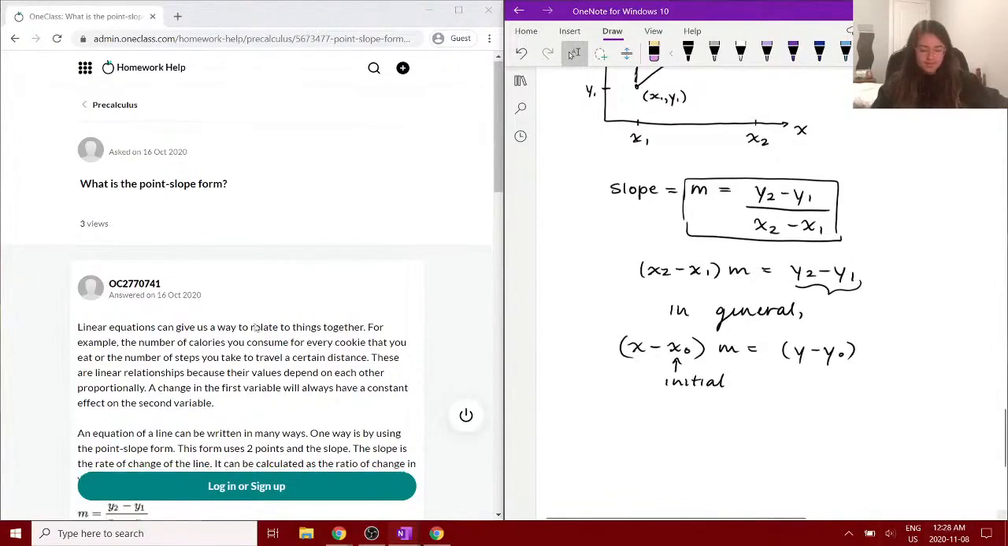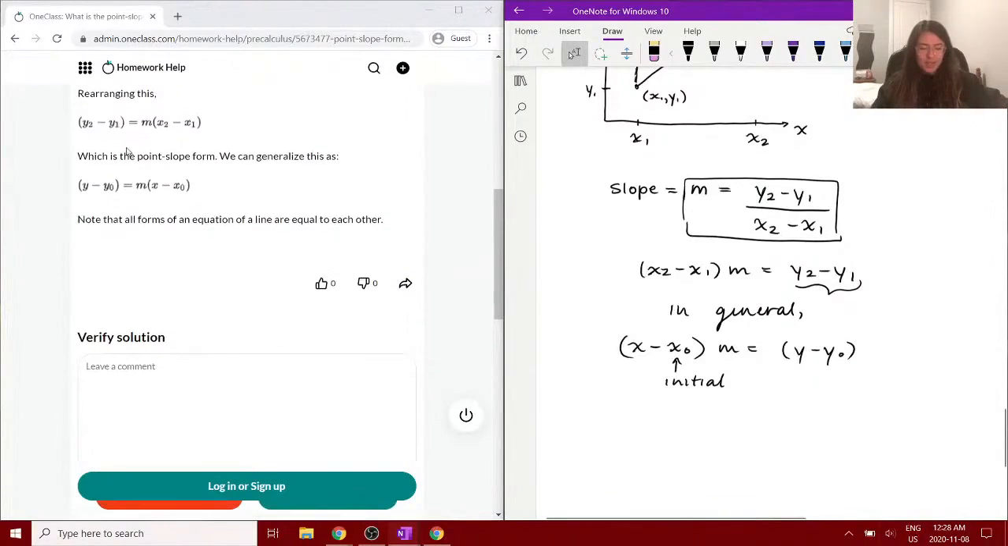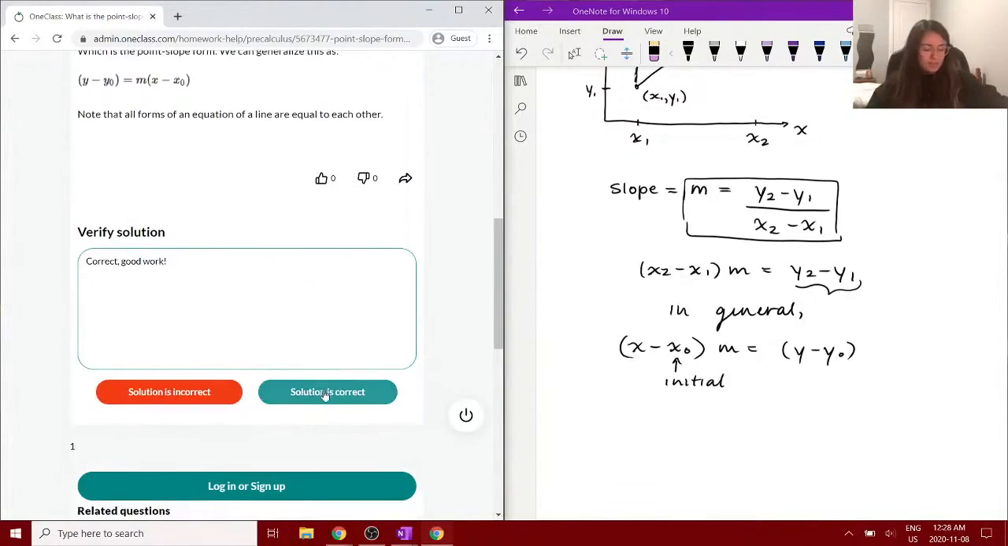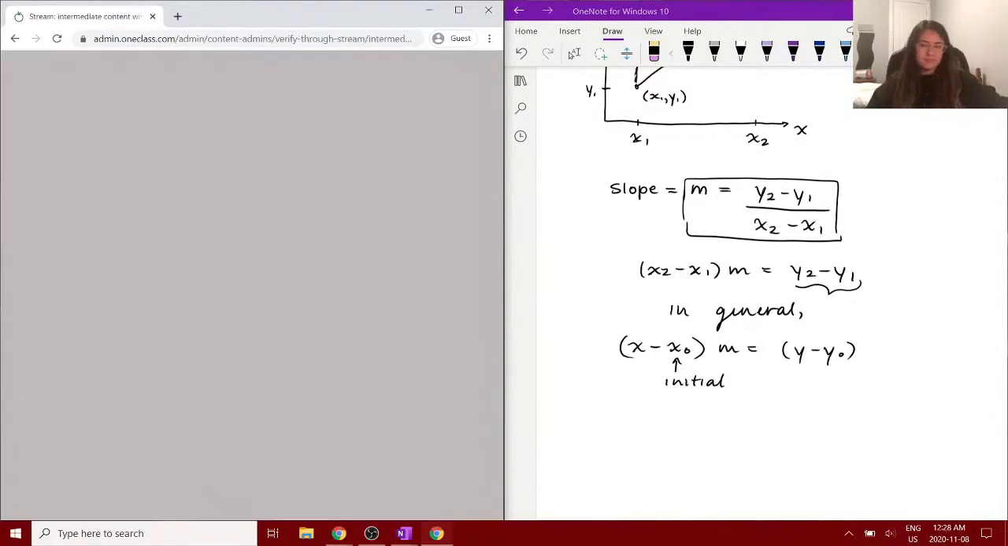Let's look at the answer, and we have the same two equations here. I just swapped the order of them, so just flipped what's on the left and on the right, and they also give the general form here. So we can say that the solution is correct. Good work. And move on to the next question.